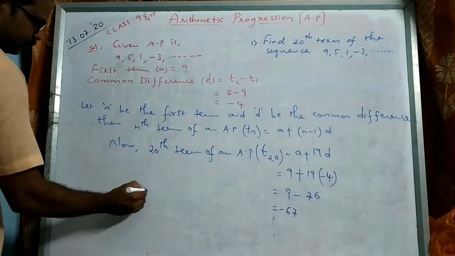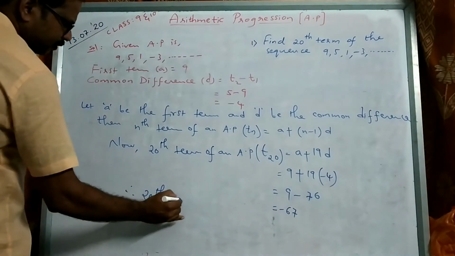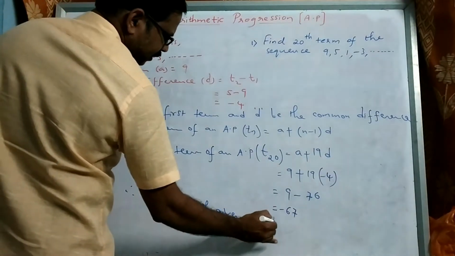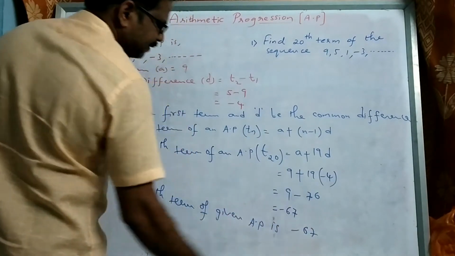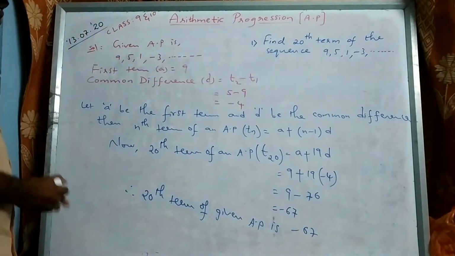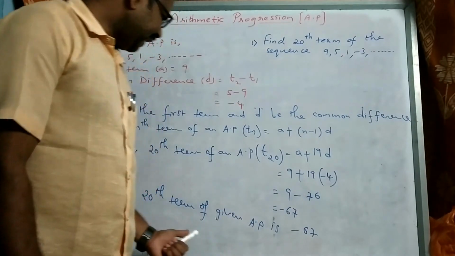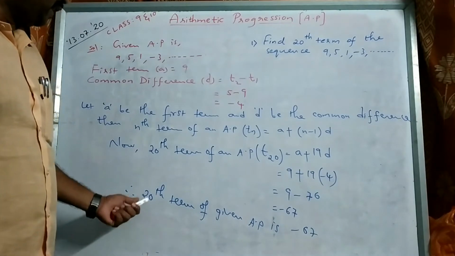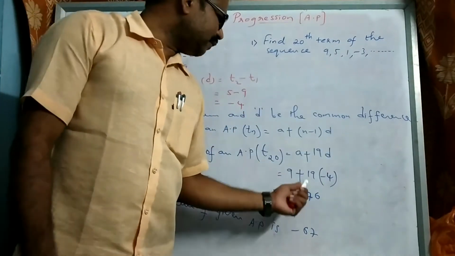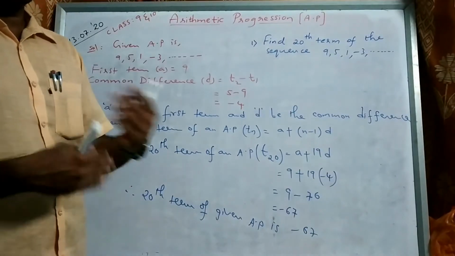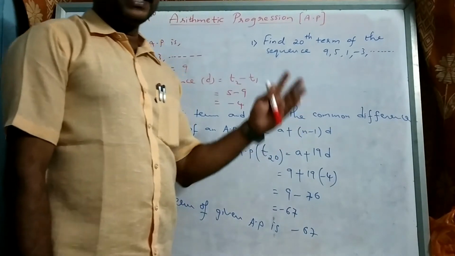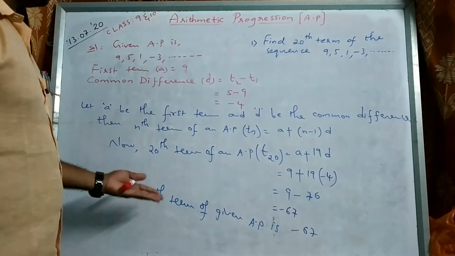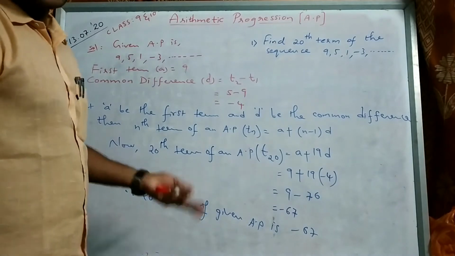Therefore, the 20th term of the given AP is minus 67. So if you go on writing that progression, the 20th term will be minus 67. Suppose I want to find the 50th term: a plus 49d, just reduce by 1. If I want the 75th term: a plus 74d, reduce 1, and the a value and d value should be substituted. Okay?